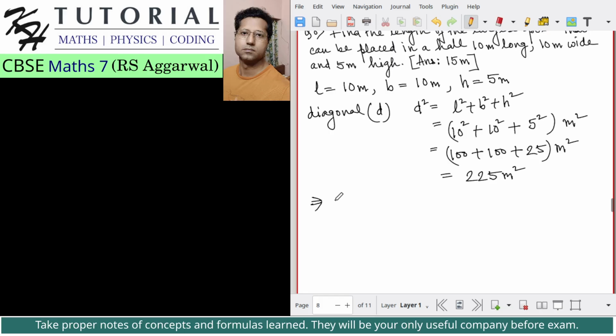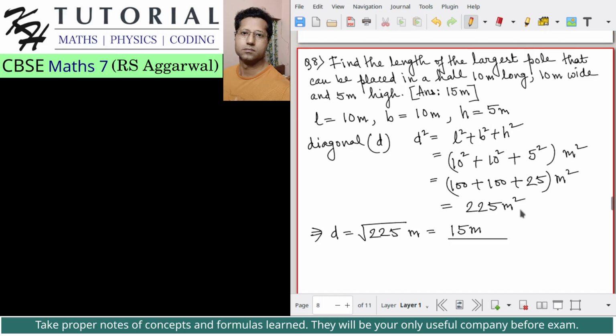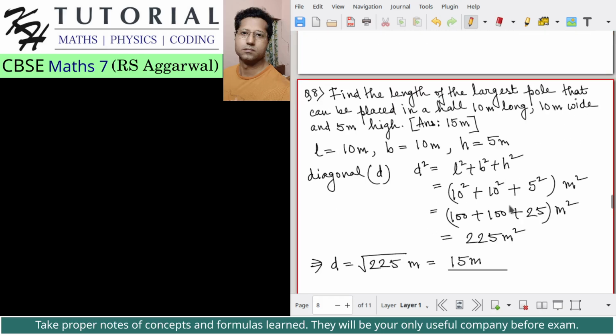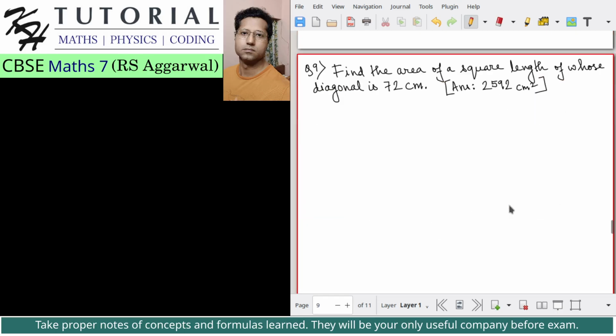So D is equal to the square root of 225 meter, and this is equal to 15 meter. So the length of the longest pole that can be kept in the room is nothing but the length of the diagonal of the room, which is 15 meter. Okay. Let's see the next problem.